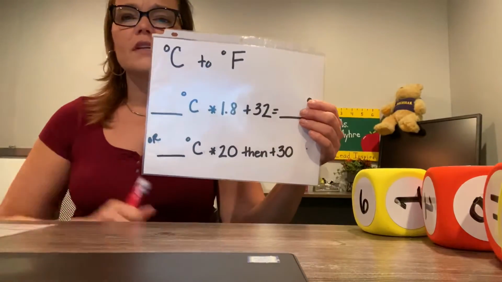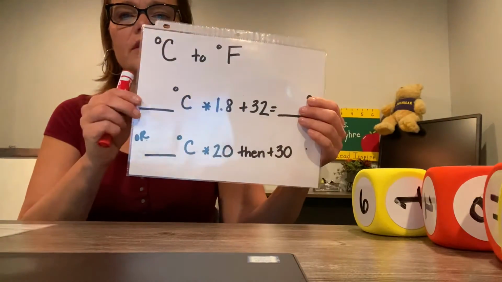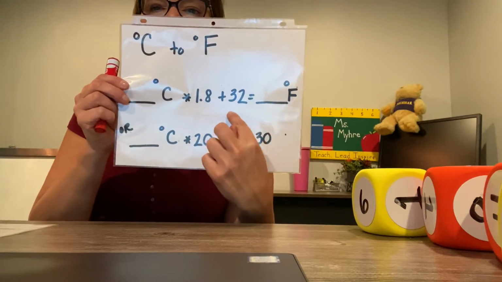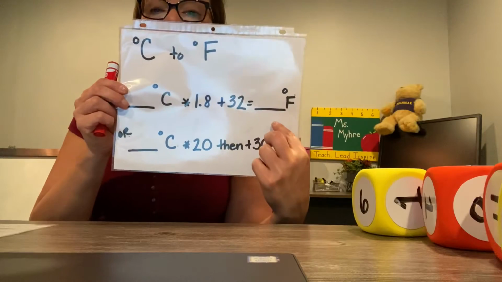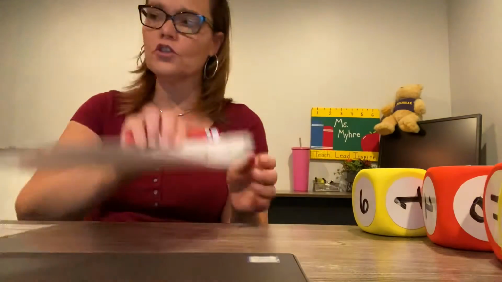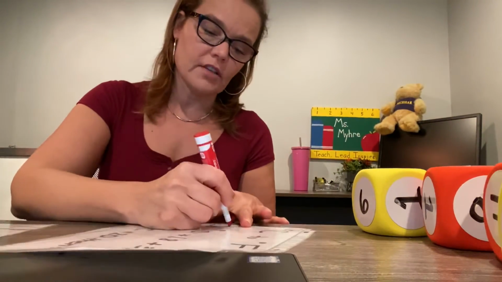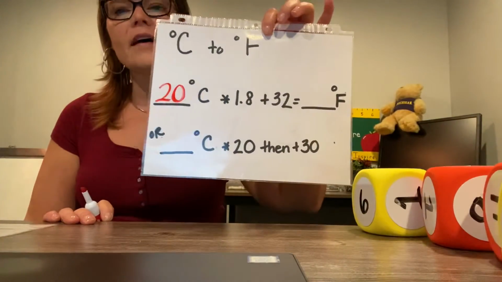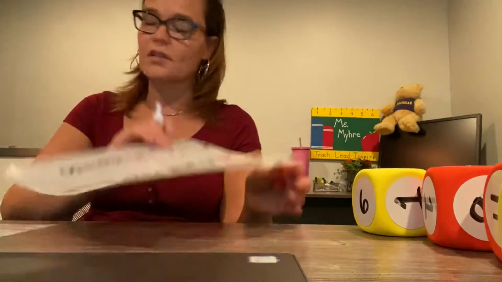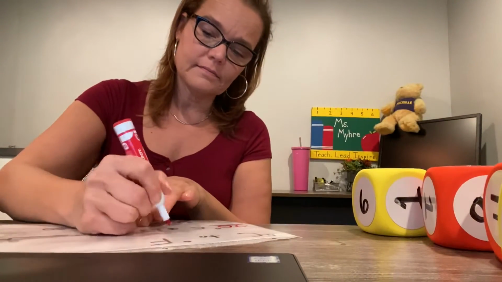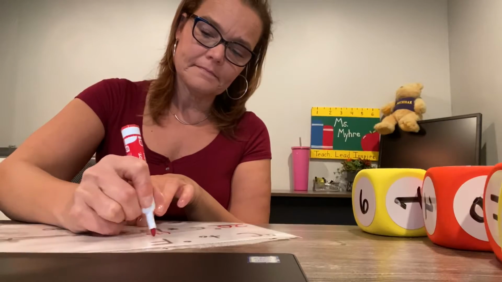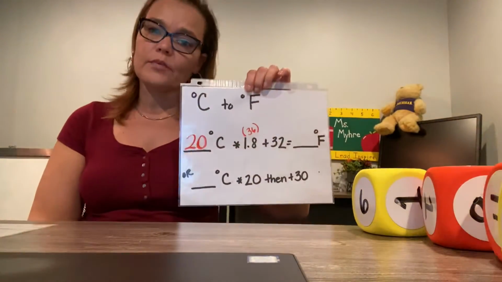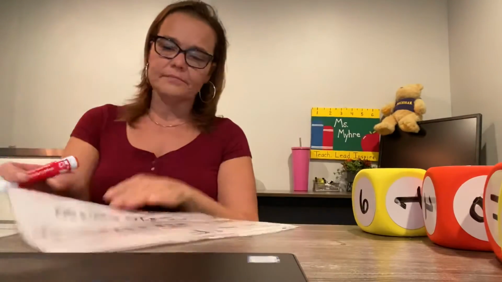The formula goes like this. You have degrees Celsius, you multiply it by 1 8/10, you add 32, and you'll get the exact degrees Fahrenheit. So I'm going to choose 20 degrees Celsius. We're going to multiply that by 1 8/10, which gets us 36. You add that 36 to 32 and you get the exact temperature of 68 degrees.